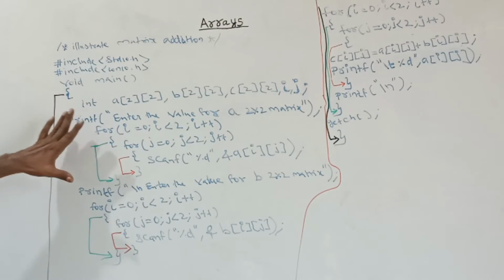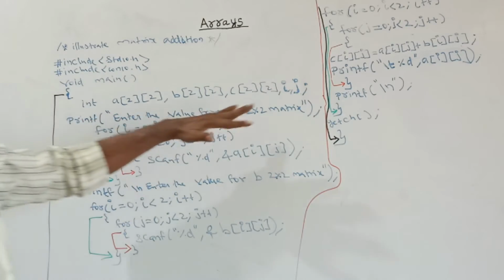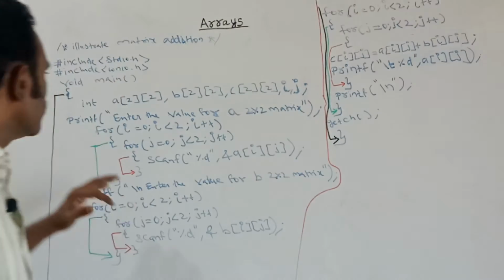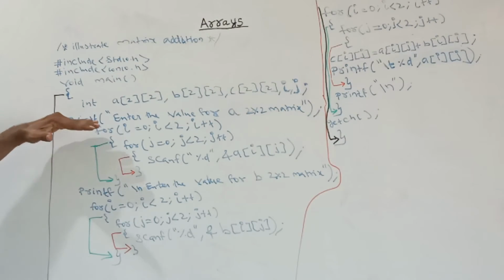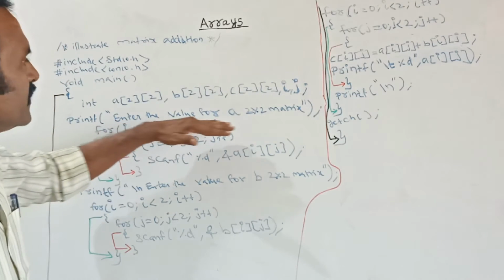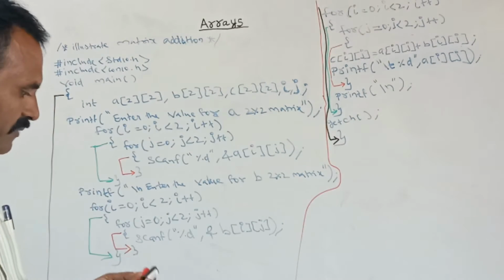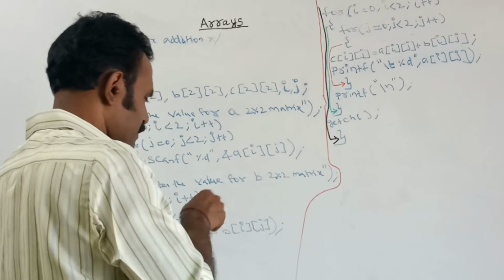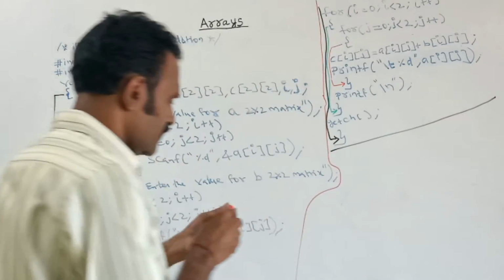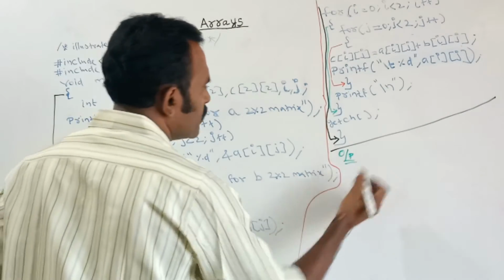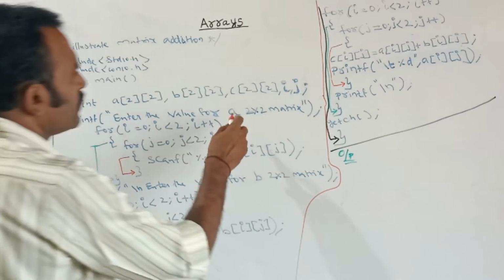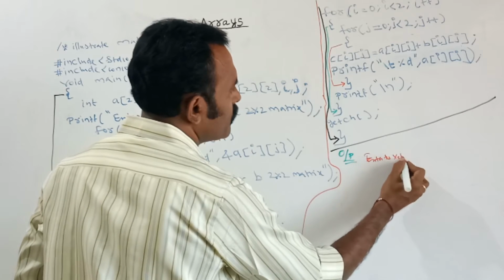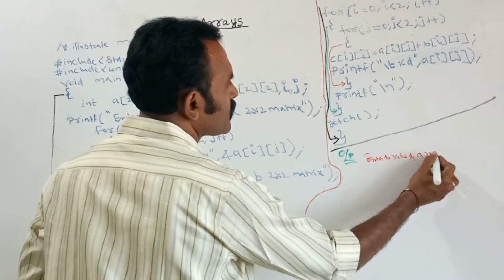Here void main, here totally 5 variables, 3 variables that are 2-dimensional variables, and I and j are used for the for loop. Here very first in this step, when you are running this program, it will ask here, enter the value for a 2 cross 2 matrix, that is here a, variable name a. Output: enter the value for a, variable a, here enter the value of a 2 cross 2 matrix.